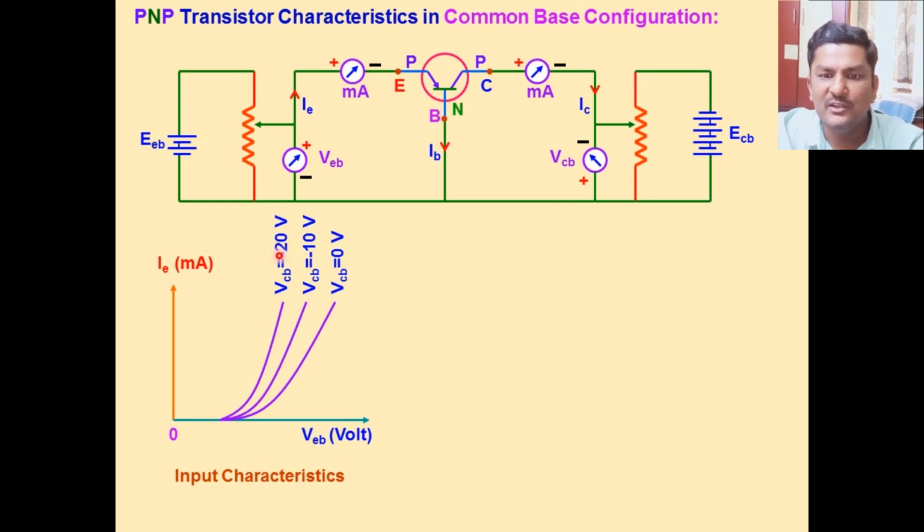So you can observe that the input characteristics change when the VCB value changes. In the third case, when VCB is maintained at minus 20 volt and the same procedure is repeated, the value of VEB changes in a proper order, and the values of IE are noted in the milliammeter and tabulated, and this third curve represents that graph.